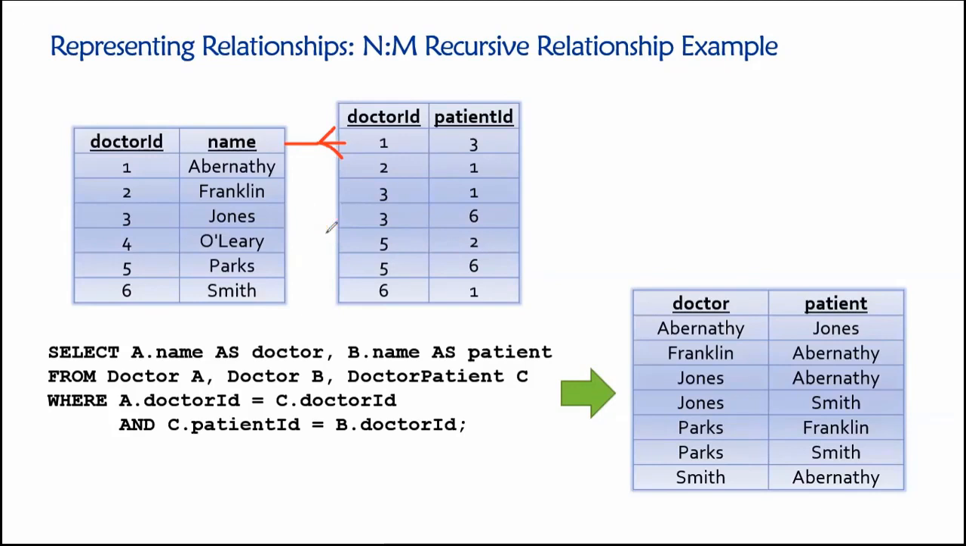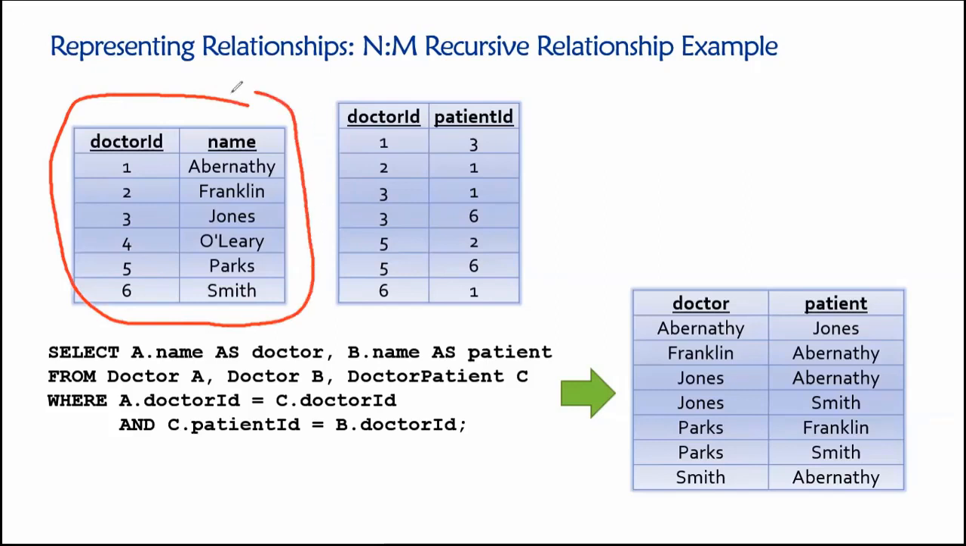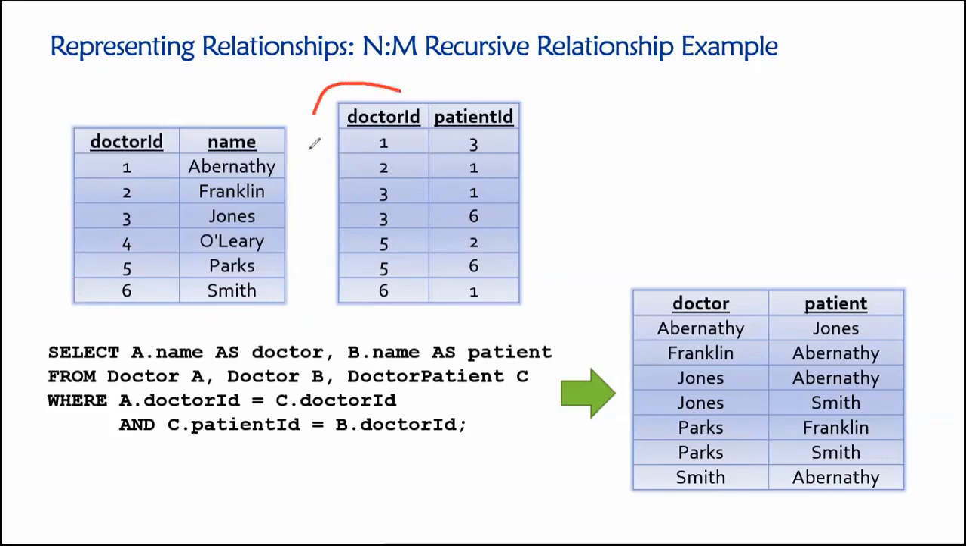So to join these together, we're going to need two copies of this table and one copy of this table. So it's actually a 3-table join, even though there are only two tables involved. You can see that here in the from. We have one copy of the doctor table that we're referring to as A, a second copy of that same table that we're referring to as B, and then we have our doctor-patient table in there that we're referring to as C.